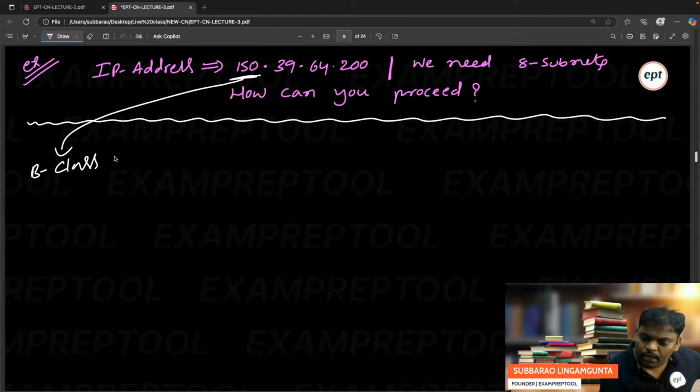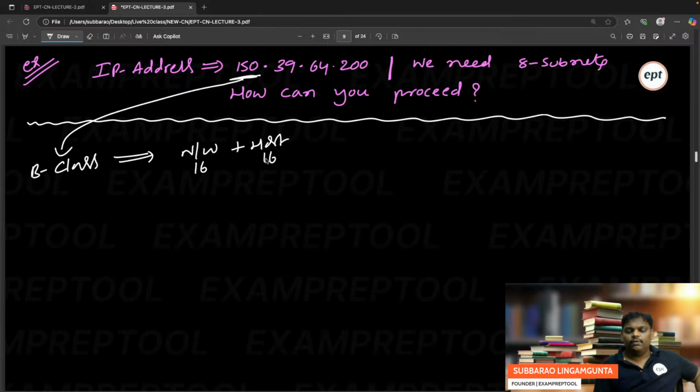When you say B class, network area plus host area. Network area 16 bits, host area 16 bits. He is given an IP address, so he is indirectly saying which class. Listen further: he is given some IP address, indirectly it is a class B. And one more, we need 8 subnets, he is saying. How will I proceed, you can understand.